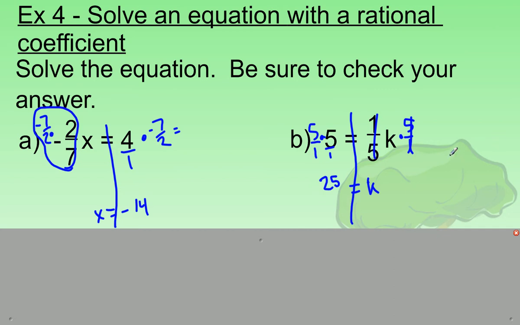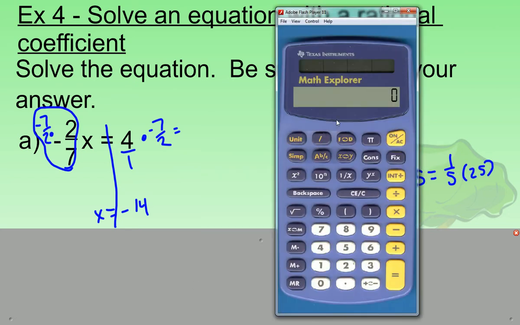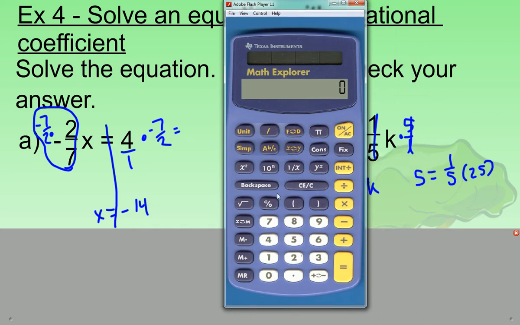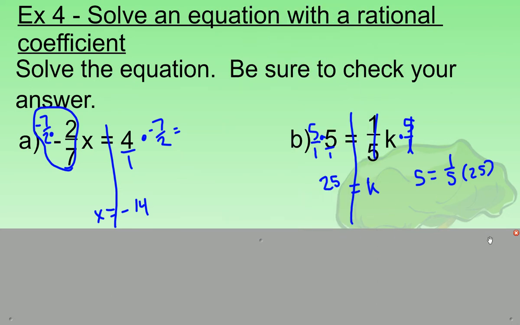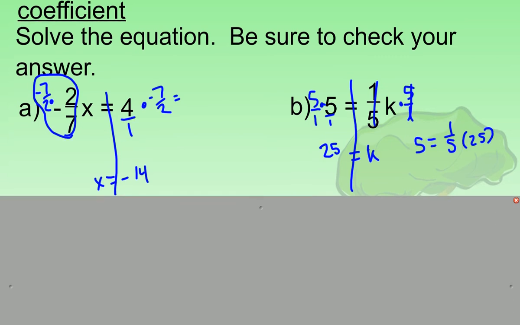And to check your work, 1/5 times 25 equals 5. It works. It's true.